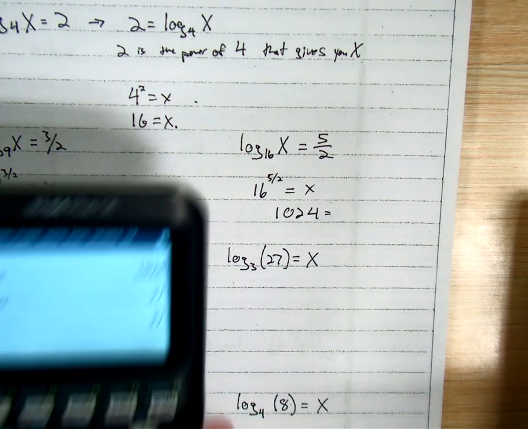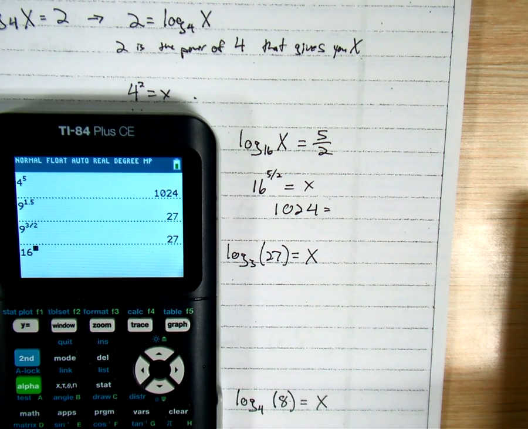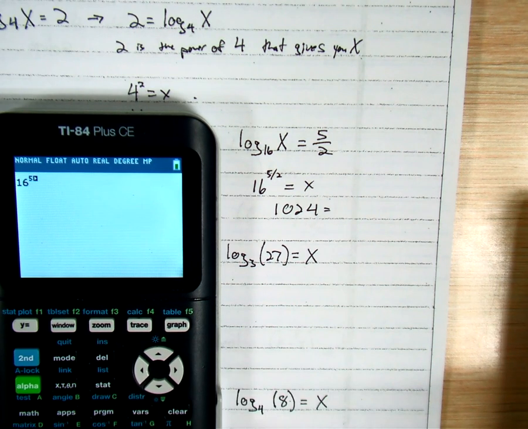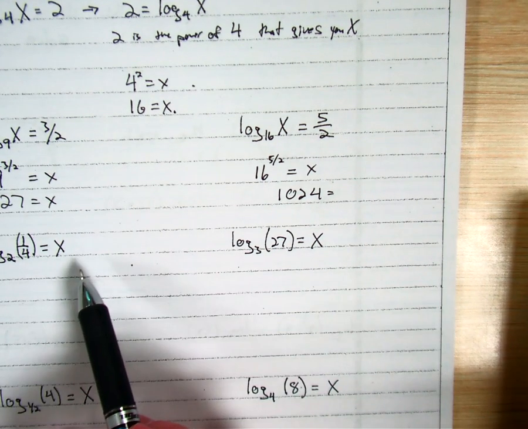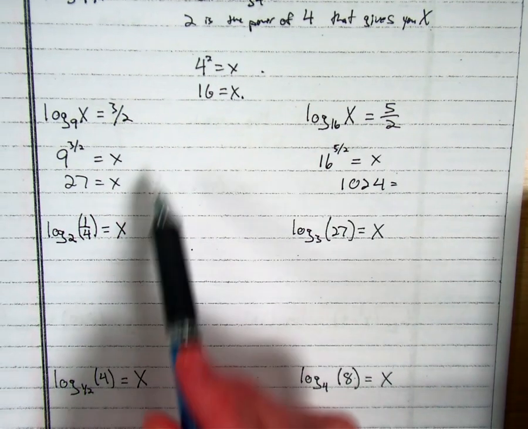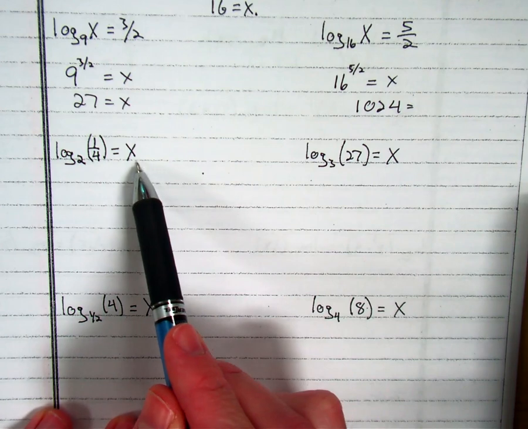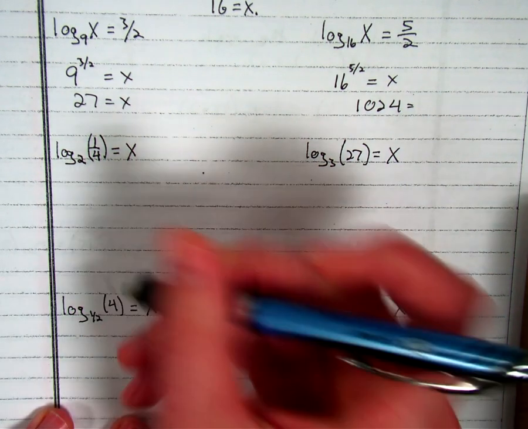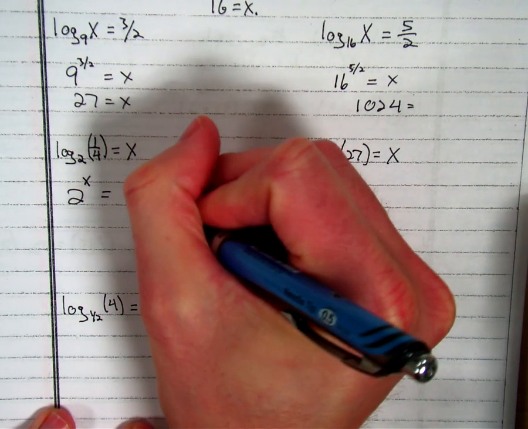Or we could just type in 16 to the 5 halves power. Oops, messed it up. 16 to the 5 halves power, 1024. Okay, so sometimes x is not always right there. X can move around. What if x is over here? Now x is the exponent on top of 2. 2 to the x equals 1/4.